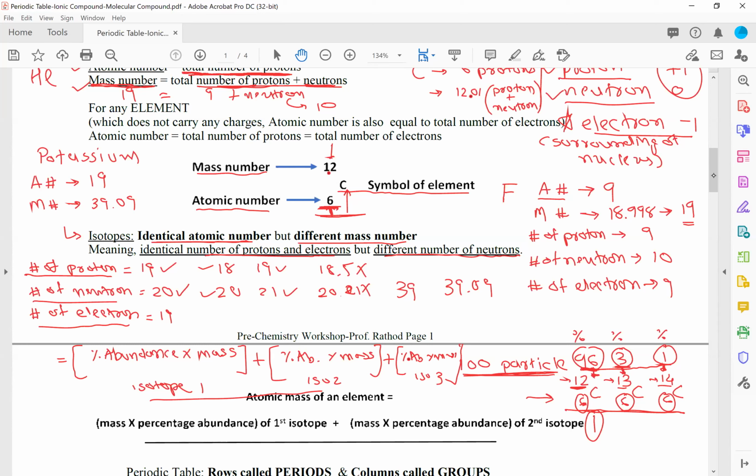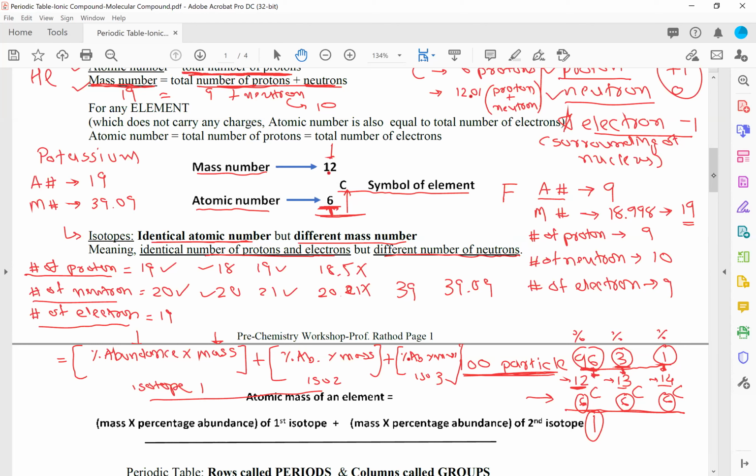For the exam, remember this: the percentage abundance and the mass will always be given to you. All you need to do is remember this formula and multiply. As long as you do that, your answer will be there.